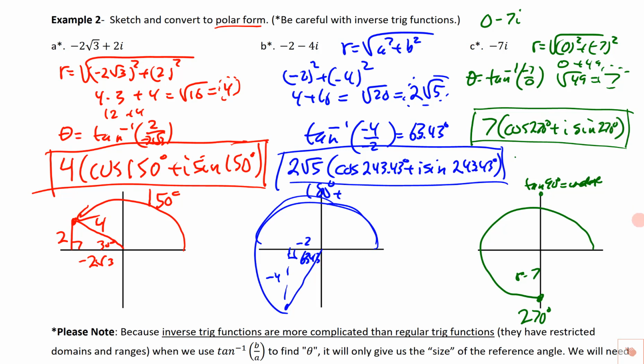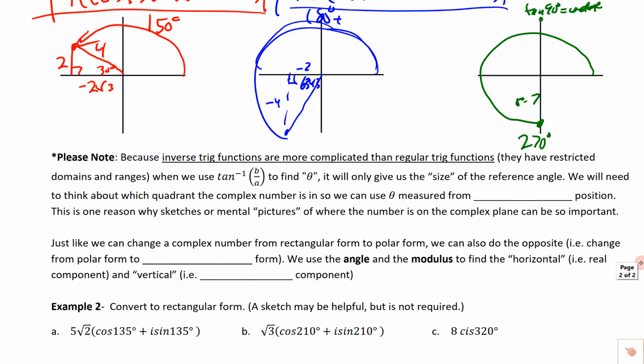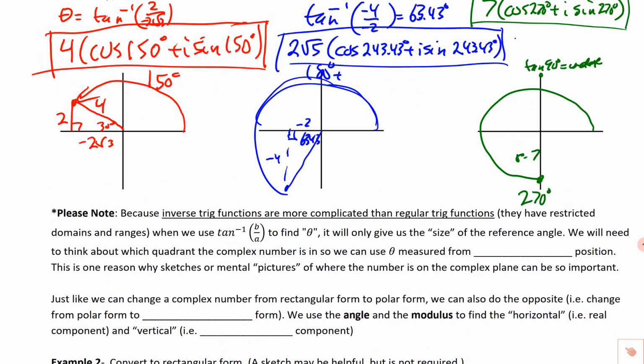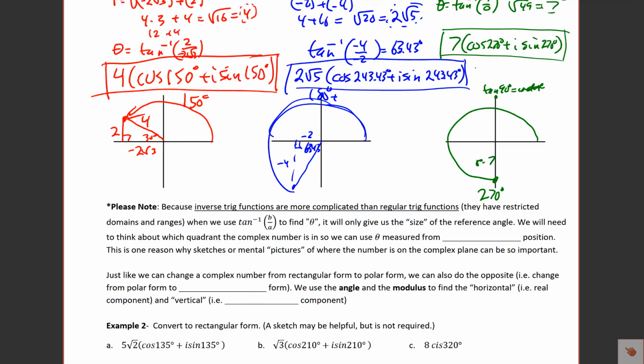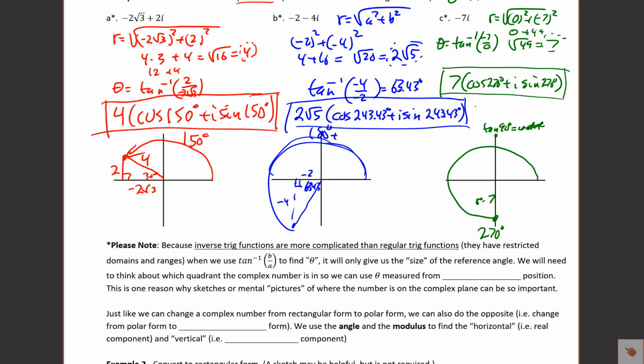So I do want to take note of this right here. I'm going to shrink this down just a tiny bit so we can see what's going on and also see what's down at the bottom here. Inverse trig functions are more complicated than regular trig functions, and here's why. They have restricted domains and ranges. Studying that is not part of this course. Just realize that when you're using inverse trig functions, you've got to be a little bit more careful.